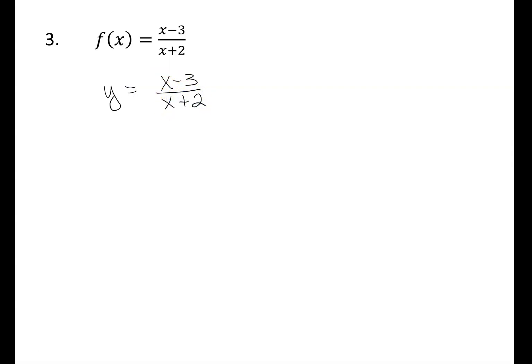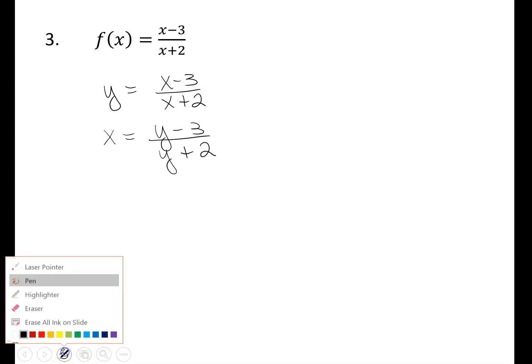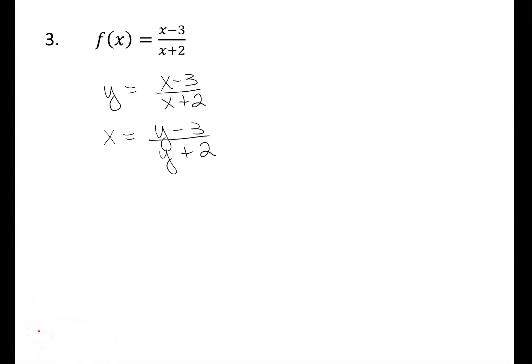Next step, interchange x and y. So this y on the left is now an x, and both of these x's on the right will become y's. Step 3, solve for y. Now, that's where this one gets a little more challenging than the first 2 examples. When you think about solving this equation, the first thought is, well, we've got a fraction in our equation. And anytime we have a fraction, we want to go ahead and clear that out.